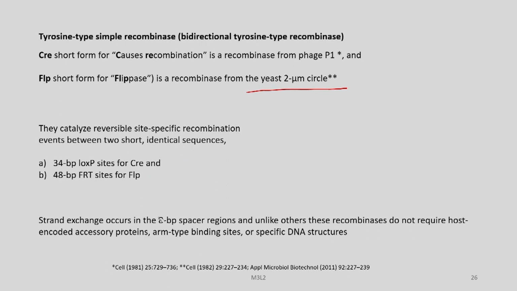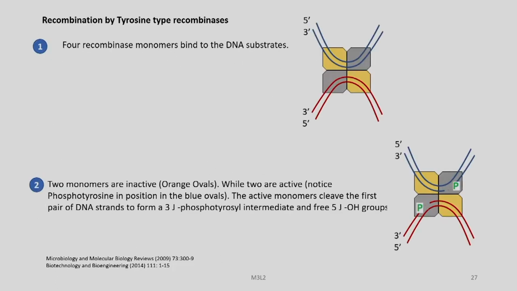Strand exchange occurs in the 8 base pair spacer regions, and unlike the others, these recombinations do not require host encoded accessory proteins, ARM type binding sites or specific DNA structures. How does the recombination by tyrosine type recombinases occur?